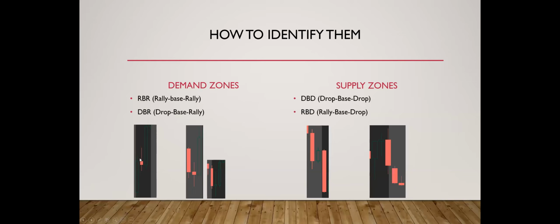So what you're presuming here is that there are still orders sitting there waiting for the price to retest and then fill and then push the price back up again. On the other side, supply zone, drop-base-rally, which is basically the other way around of demand zones, and rally-base-drop right here.